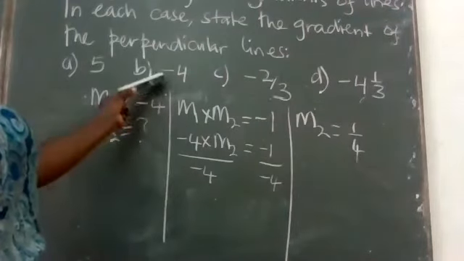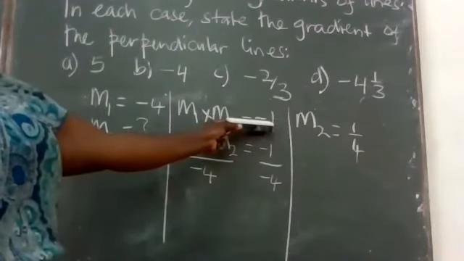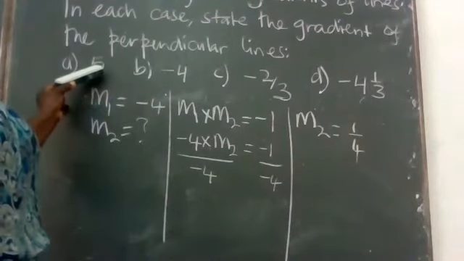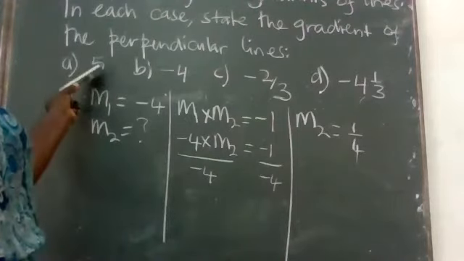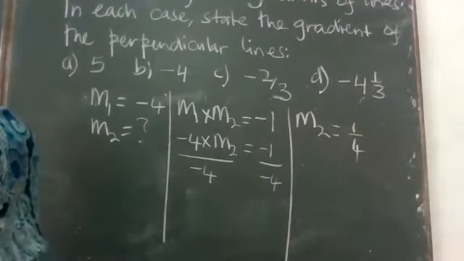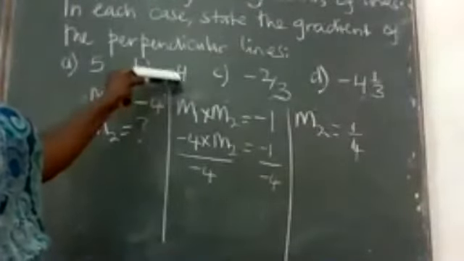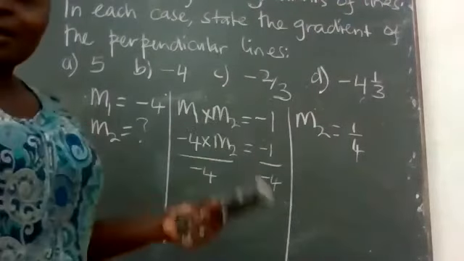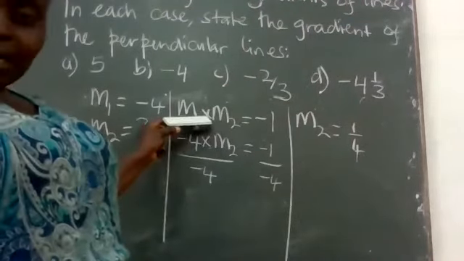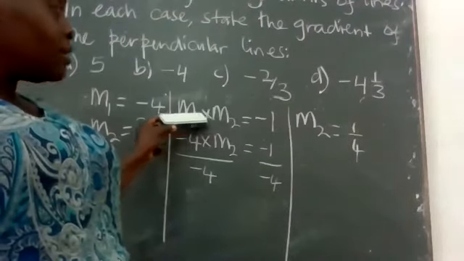I was wondering if you want to use the method of reciprocal, do you just know the reciprocal or is there a method of finding it? If you know the reciprocal, in fact, you don't need to go through all these. Once you know that if I have 5, then I need a negative reciprocal, then you state your answer as negative 1 out of 5. The same will apply to part B. So if you know that, you don't need to go through this. Otherwise, the standard way of finding the gradient of those perpendicular lines is this one.